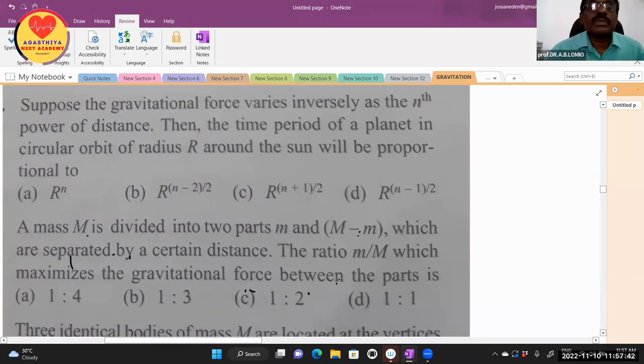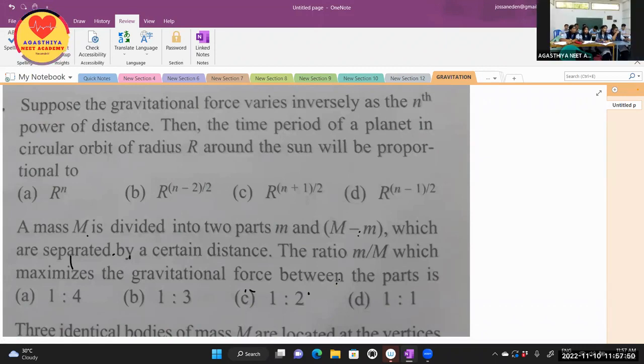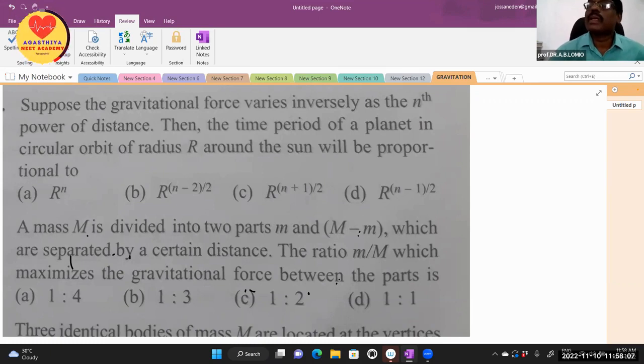See the next question. Suppose the gravitational force varies inversely as the nth power of the distance, then the time period of the planet in a circular orbit of radius r around the sun will be proportional to: option A, r power (n minus 2) divided by n; option B, r power (n plus 1) divided by 2; option D, r power (n minus 1) divided by 2. How to solve this problem?